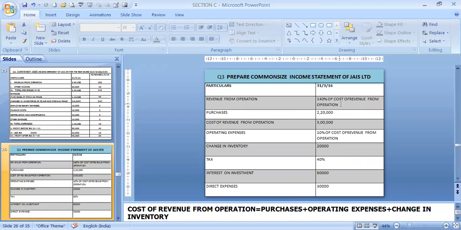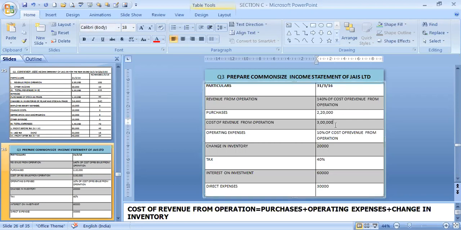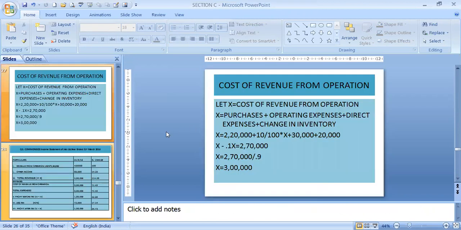This sum is given 140% of CRFO, cost of revenue from operation, but CRFO is not given in this sum. So the CRFO figure I have given, that I delete. If I do not give, then also you can do this sum. You have to calculate CRFO. So to calculate CRFO, we have to use the same formula, cost of revenue from operation. Let X be equal to cost of revenue from operation.